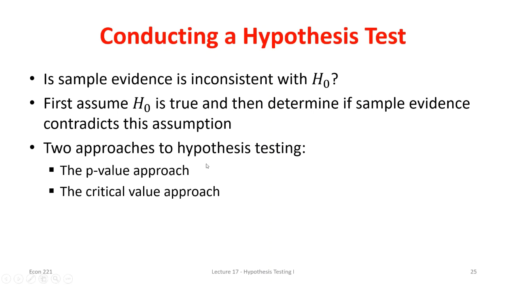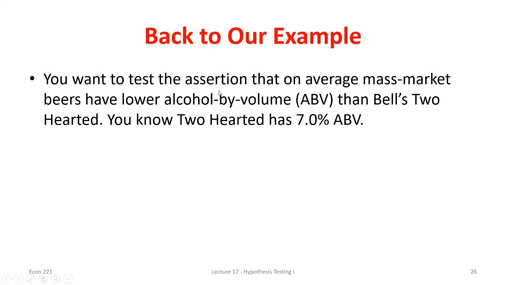So we have two approaches we can use, which is the p-value and critical value approach. Today, we'll just talk about the p-value approach, okay? Next class, I think we'll get to the critical value approach and make the kind of comparison of the two. So if we go back to this beer example, right?